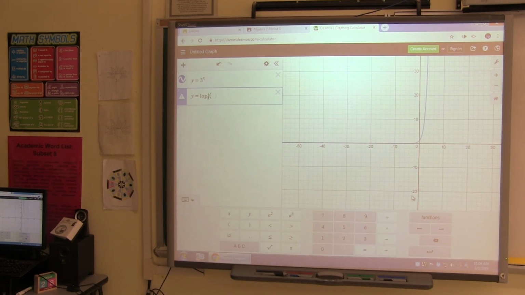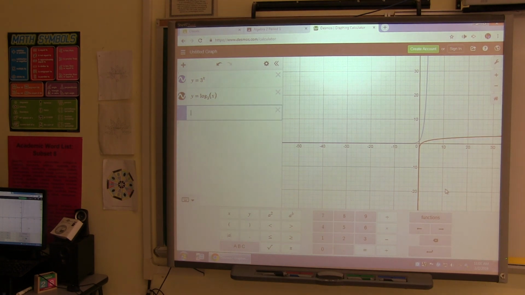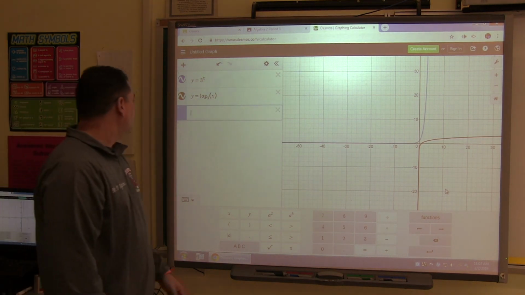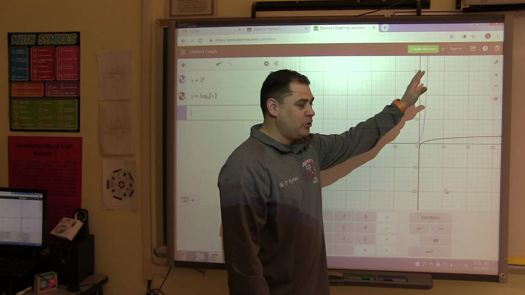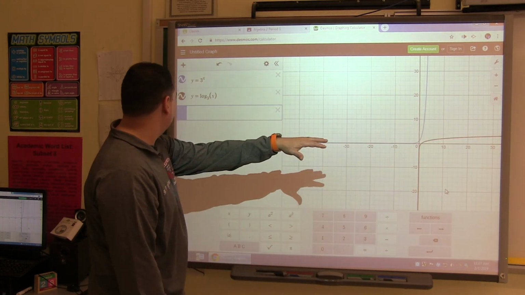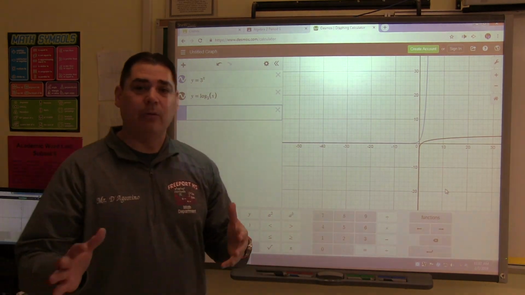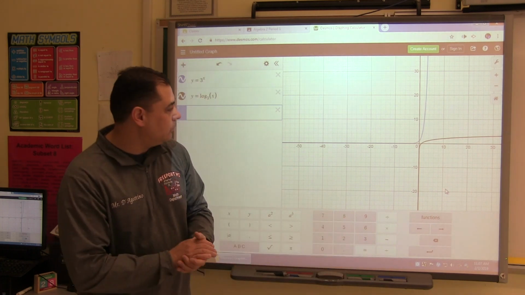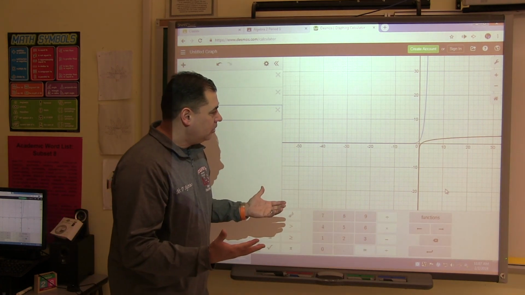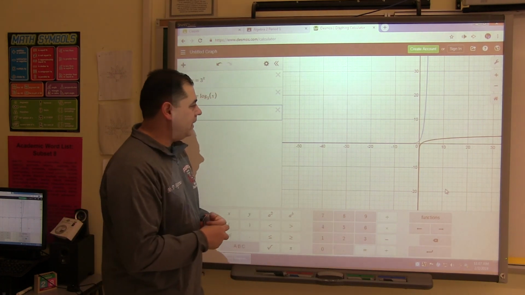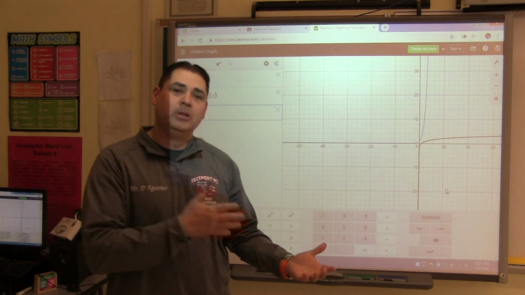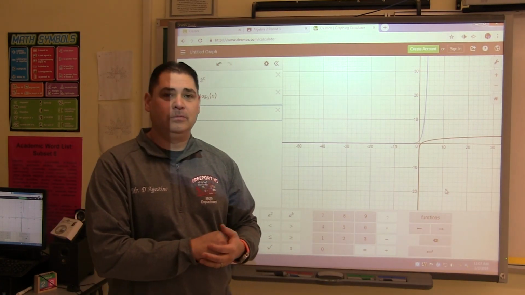So log base 3 of x, hit enter, and now you have the blue graph, which is your exponential, and now you have your black graph, which is a log. So now what we were going to discuss is, what is the relationship between the exponential function and the new log graph that we entered?